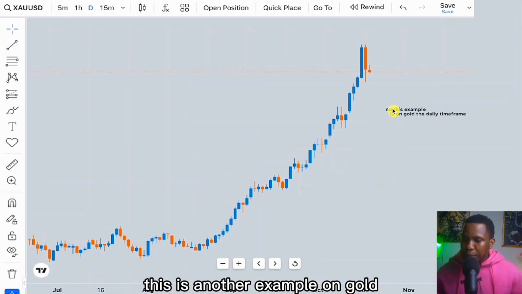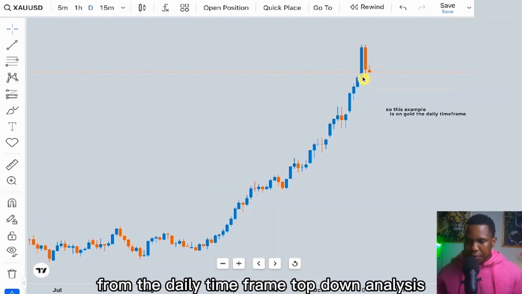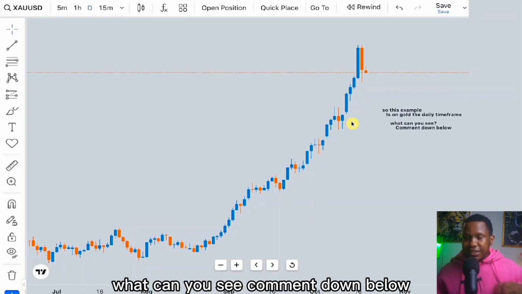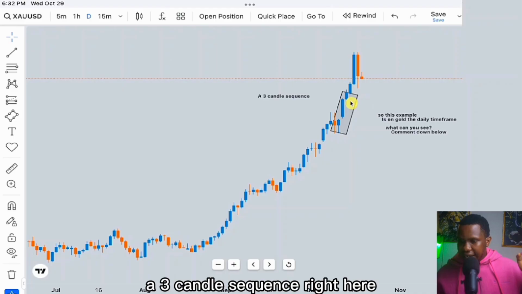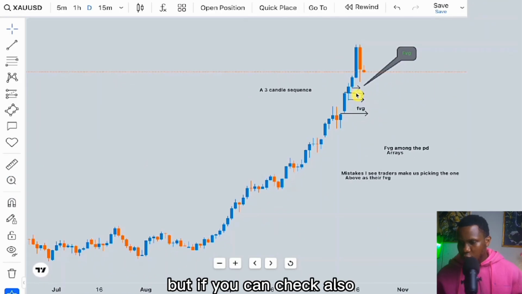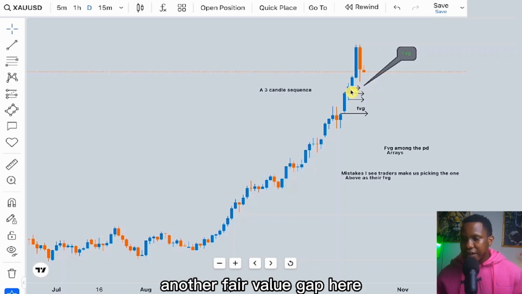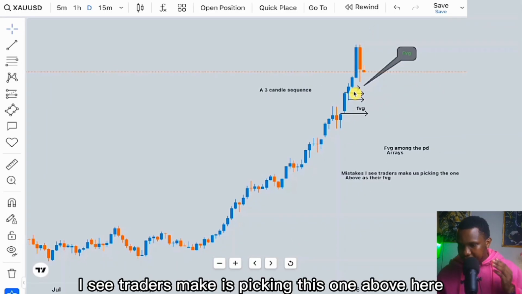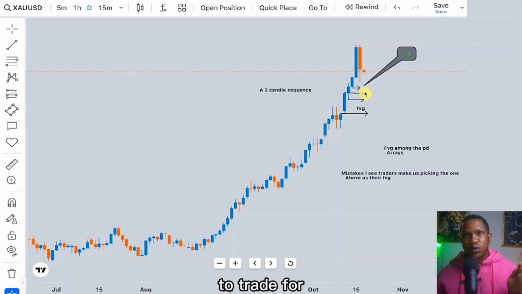This is another example on gold from the daily time frame, top down analysis. What can you see? Comment down below. A 3 candle sequence right here, a fair value gap. But if you check, we also have another 3 candle sequence, another fair value gap here. A mistake I see traders make is picking this one above here to trade for.